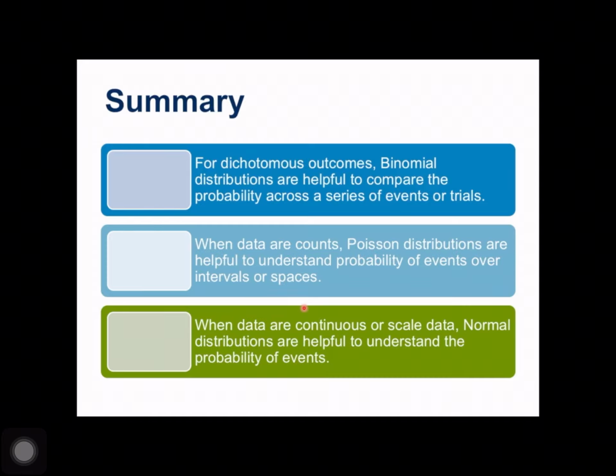And then finally, when data are continuous or scaled, the normal distribution is really helpful for us to understand probability of events, because we get to use things like z-scores. Very helpful for us to interpret whether or not a certain level has exceeded or if we're within bounds on a certain level.